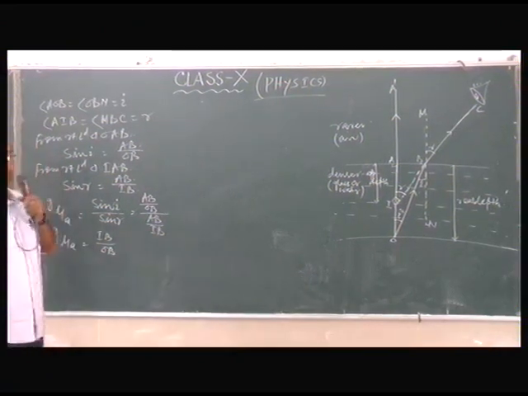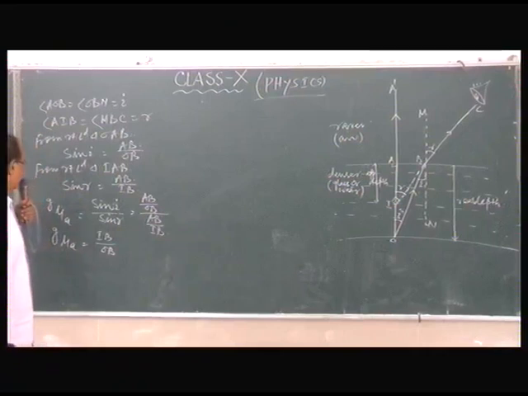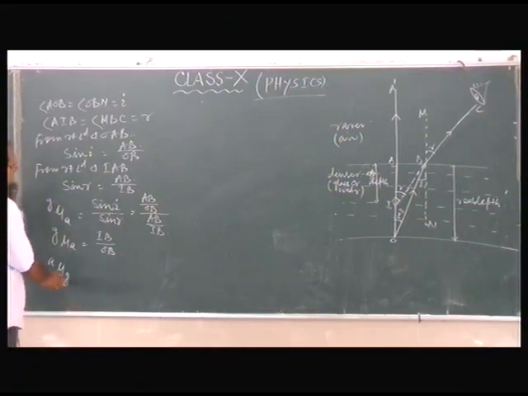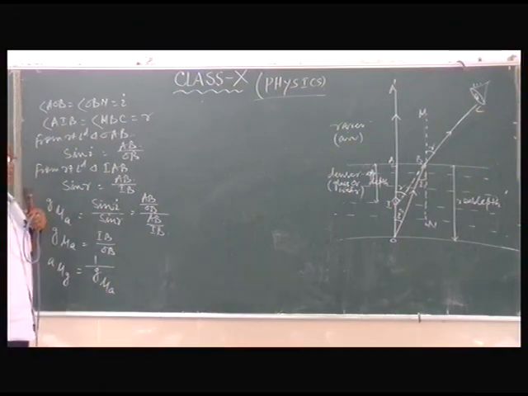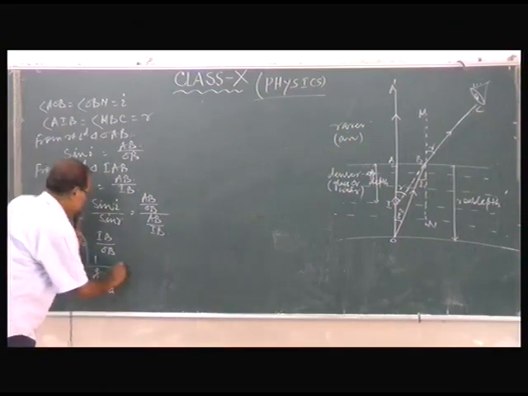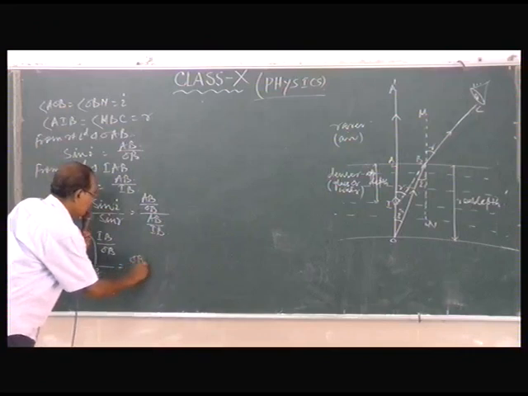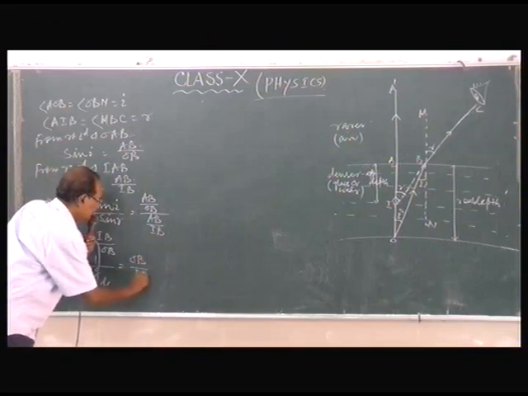Also by the law of reversibility we know, what is the law of reversibility? A mu G, the refractive index of glass with respect to air, is equal to 1 by G mu A. Am I right? That is equal to OB by IB, reciprocal we will write.